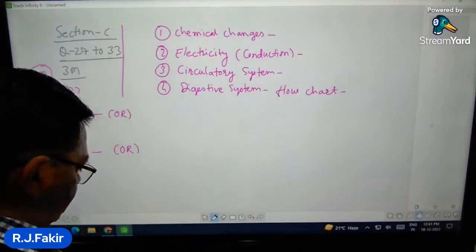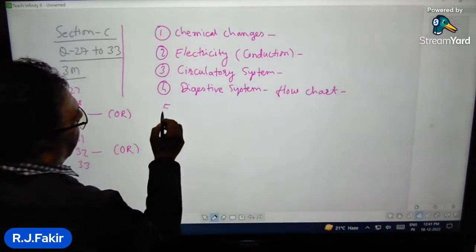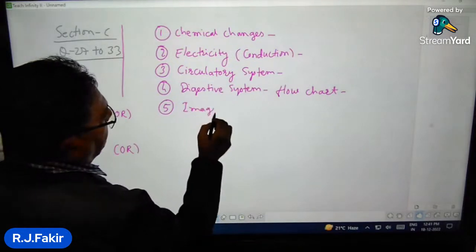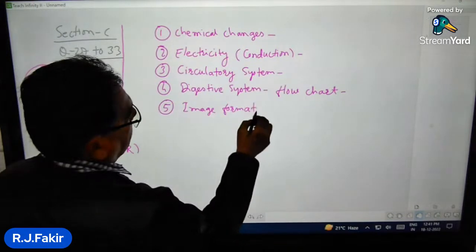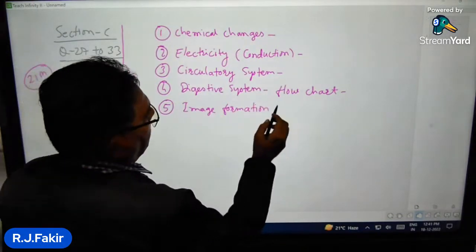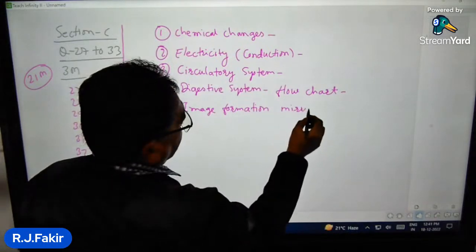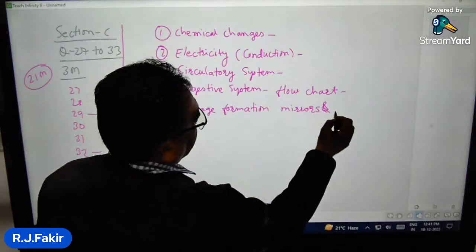Then the next type will be, yes, image formation by the lenses and mirrors. This is a very important topic. Image formation, both mirrors and lenses.